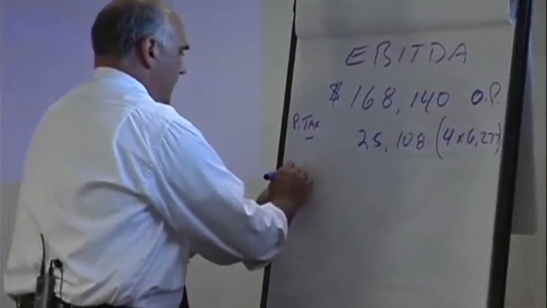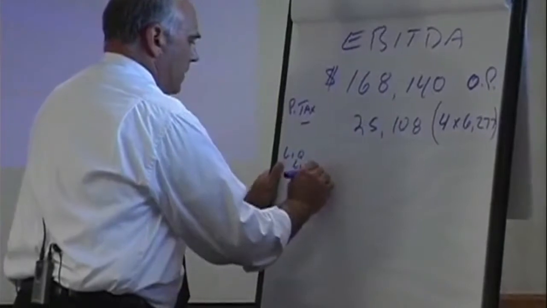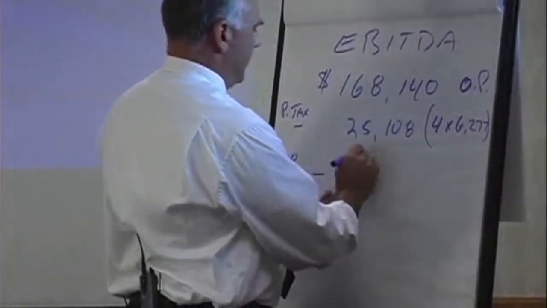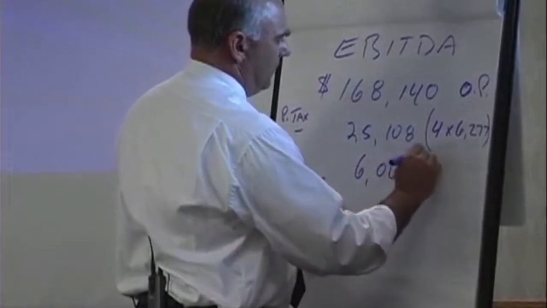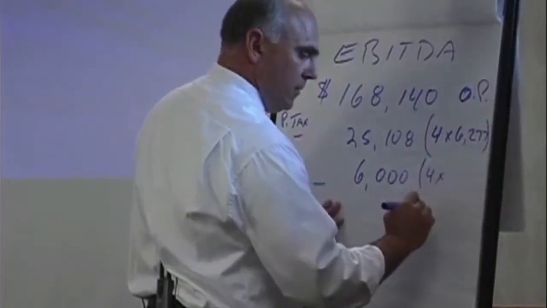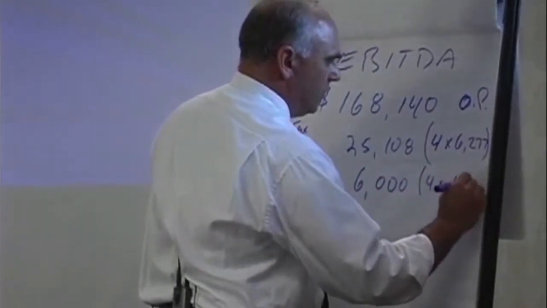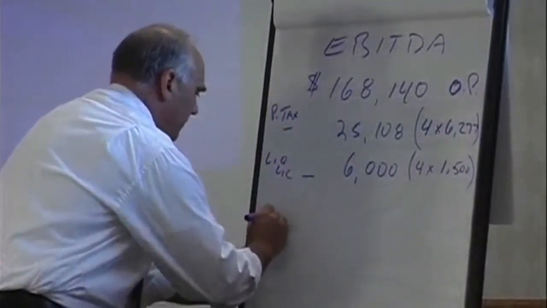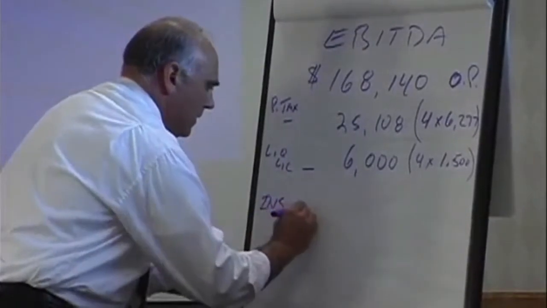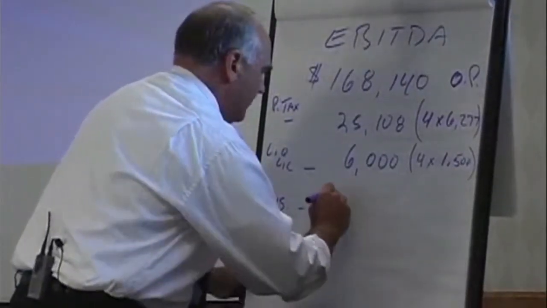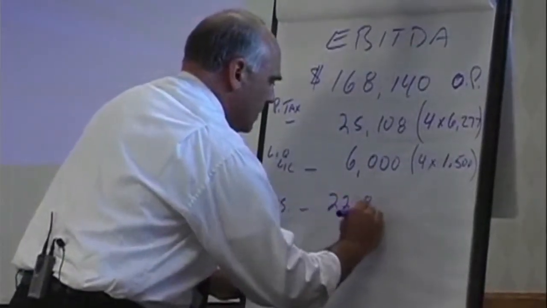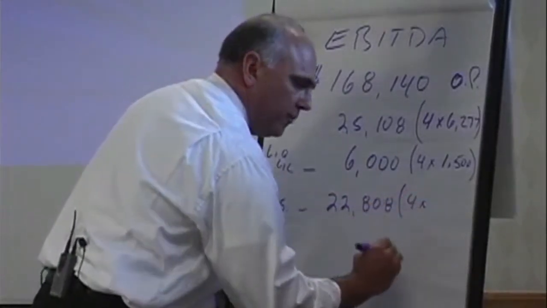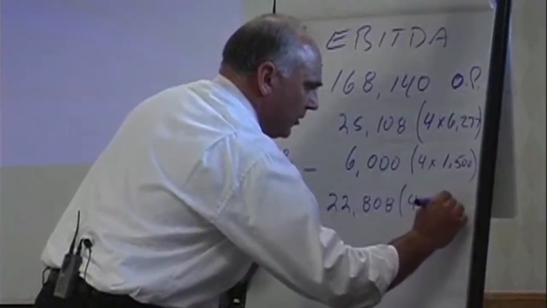Next is the liquor license. From the operating profit, we have to deduct the annual cost of the liquor license, which is $6,000, which is 4 quarters of $1,500 worth of expense, and the insurance in the annual amount of $22,808, which represents 4 quarters of $5,702.